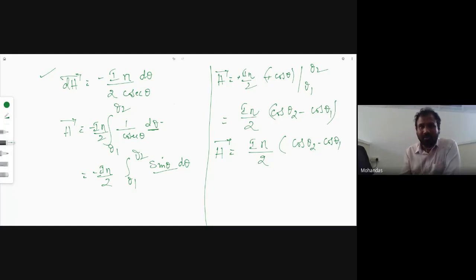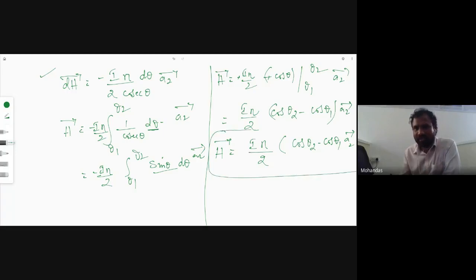Yeah, we have forgotten one thing here. It is along which axis, which unit vector? Az is there, in the direction of Az. So this is the magnetic field intensity due to a solenoid at the field point. So remember this: H equal to I into n by 2 (cos theta 2 minus cos theta 1) in the direction of Az.